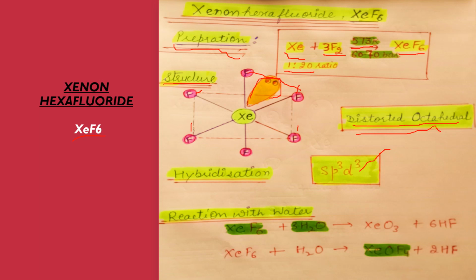How does xenon hexafluoride react with water? Xenon hexafluoride, when it reacts with water, gives explosive xenon trioxide and hydrogen fluoride. If careful hydrolysis takes place in a nickel vessel, then a colorless stable liquid, xenon oxytetrafluoride, is obtained.